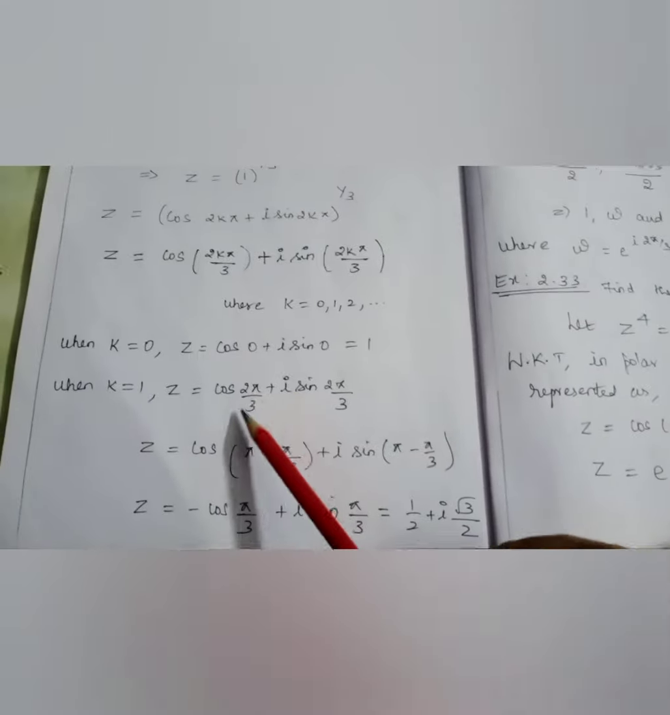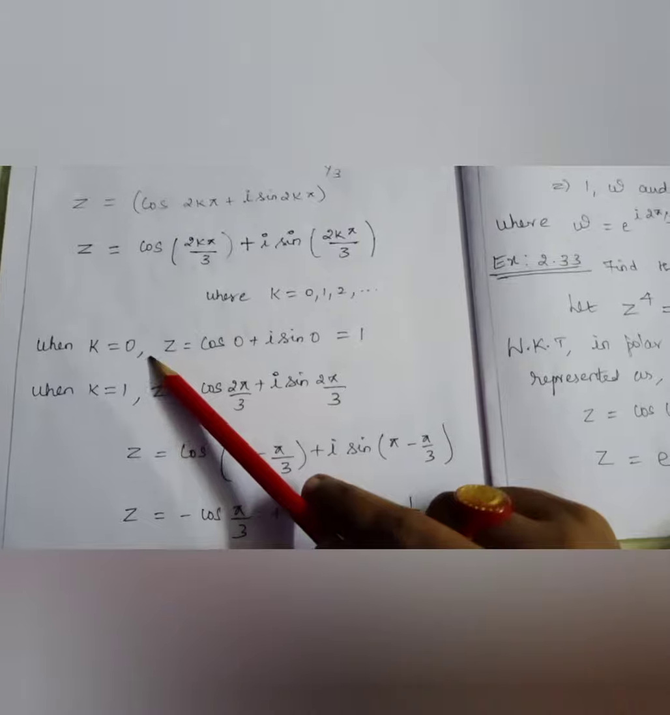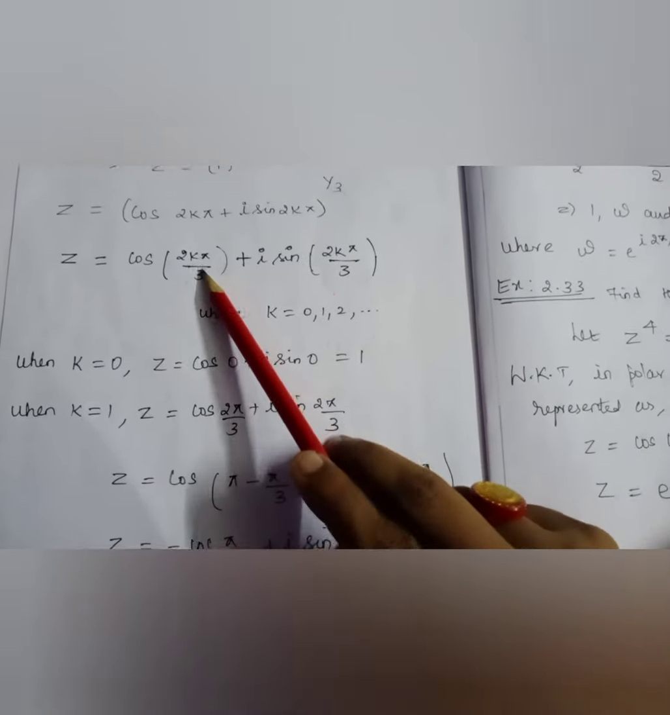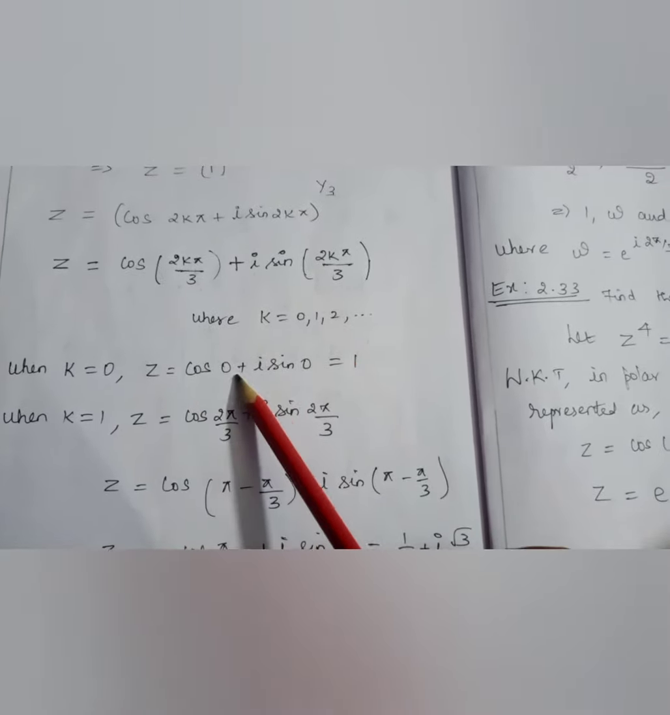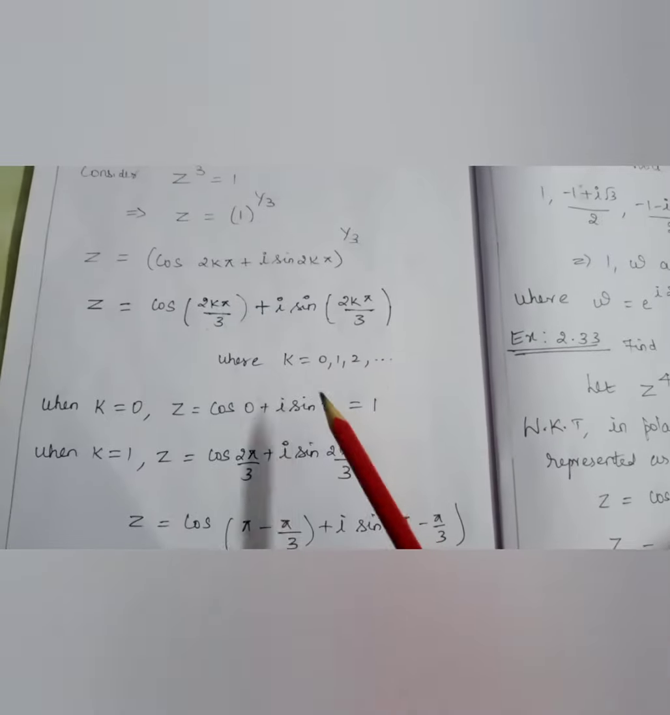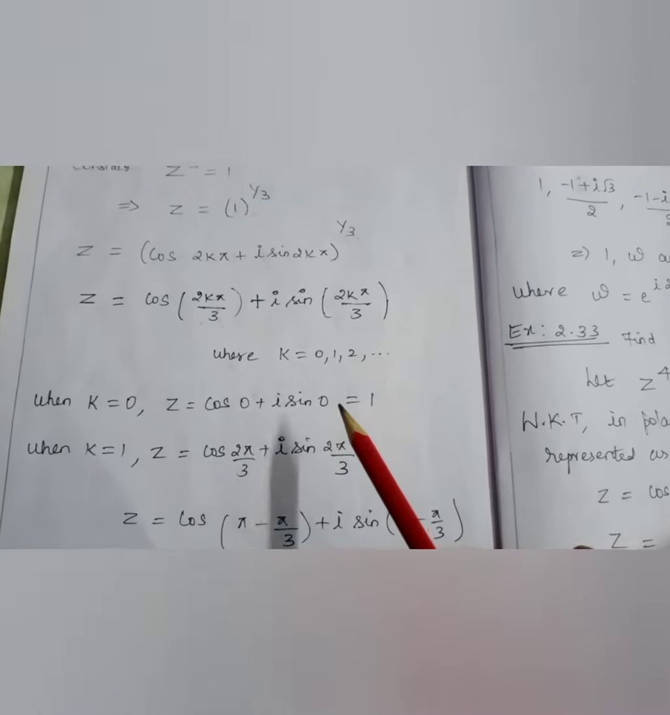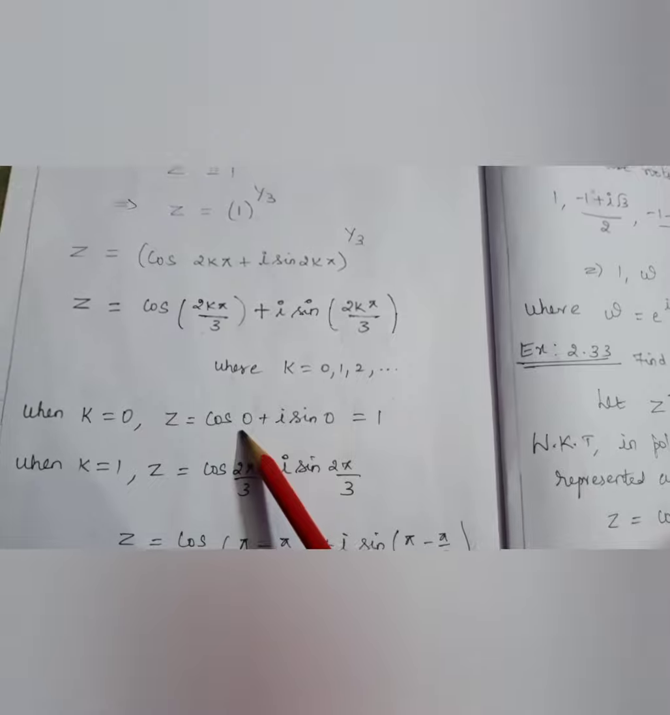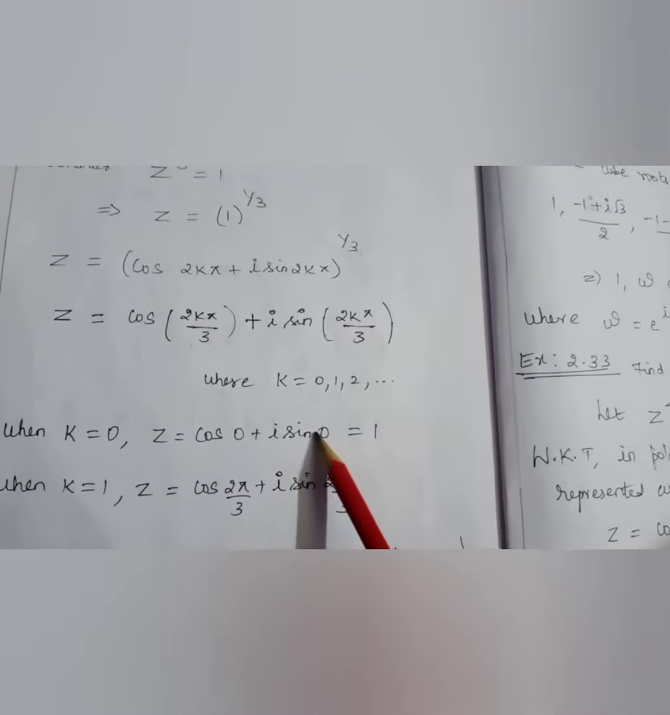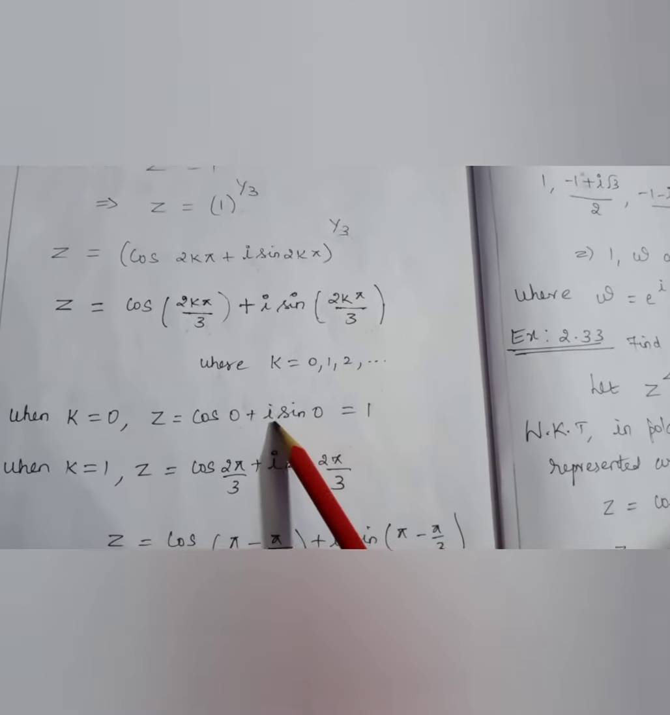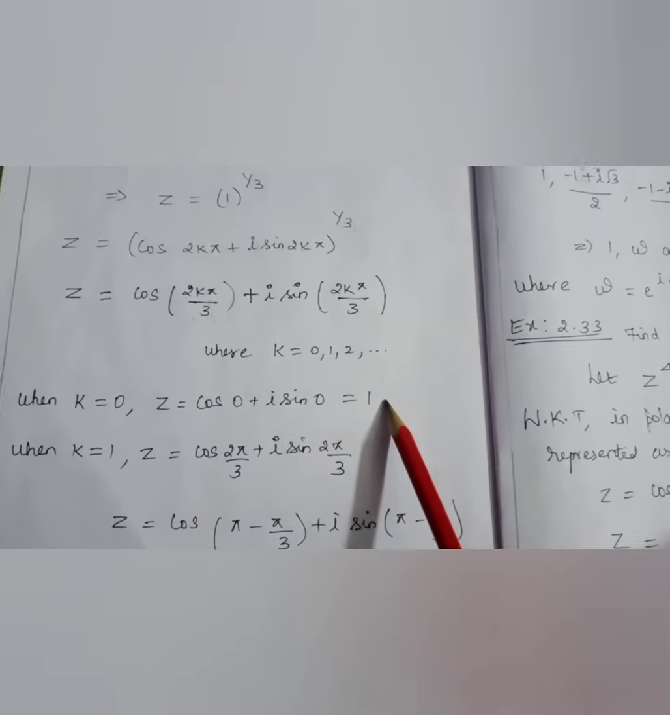First I am going to substitute k value as 0. So k is equal to 0. My expression becomes, this also becomes 0, this also becomes 0. So z is equal to cos 0 plus i sin 0. And what is sin 0? Sin 0 is 0, but cos 0 is 1. So since sin 0 becomes 0, 0 into i will also become 0. So cos 0 is 1, so the answer is 1.